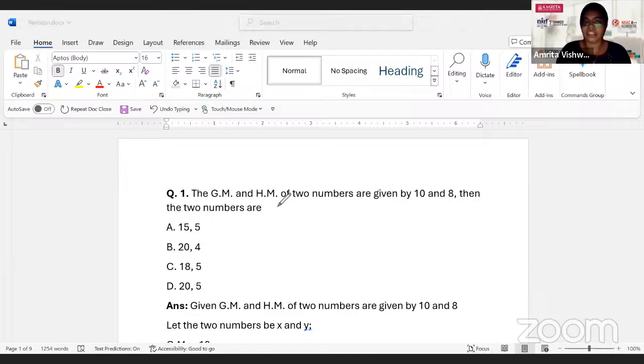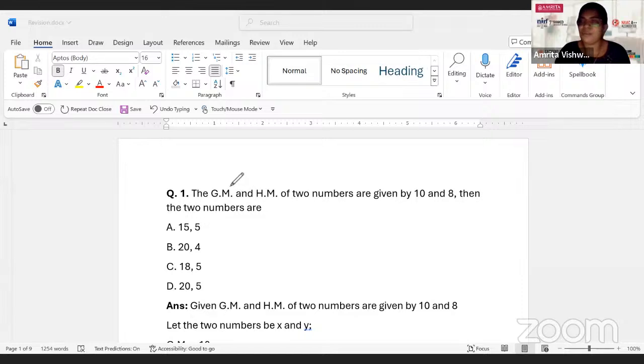So yes, the GM and HM of two numbers are given by 10 and 8. It's clearly given that the geometric mean and the harmonic mean. The very basic idea you should have about these two concepts: what's the geometric mean, what's the harmonic mean, how to find the terms and all. That you have already studied in the chapter in your classes. So the geometric mean and the harmonic mean of two numbers are given by 10 and 8, and the question is asking me to find out what are the two numbers.